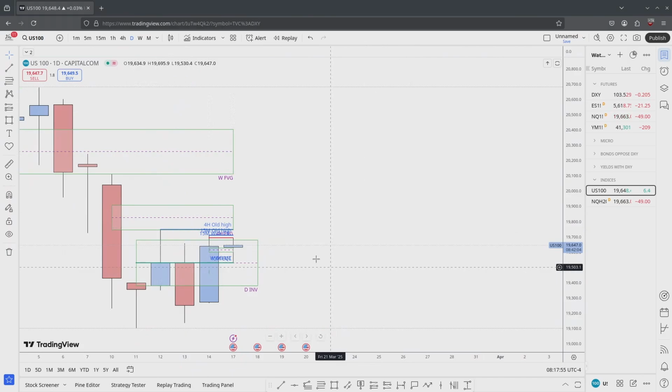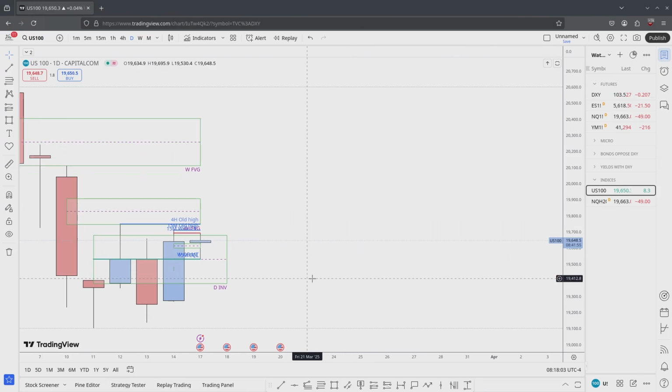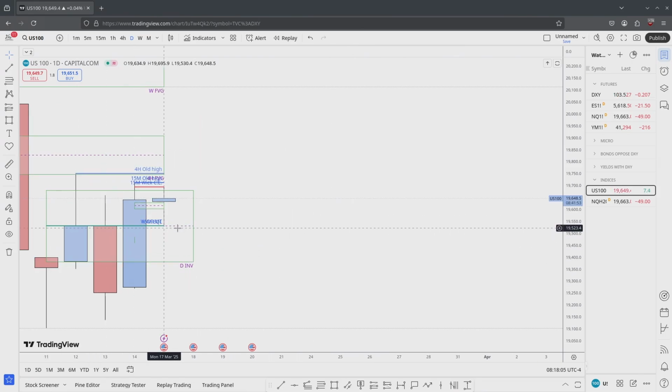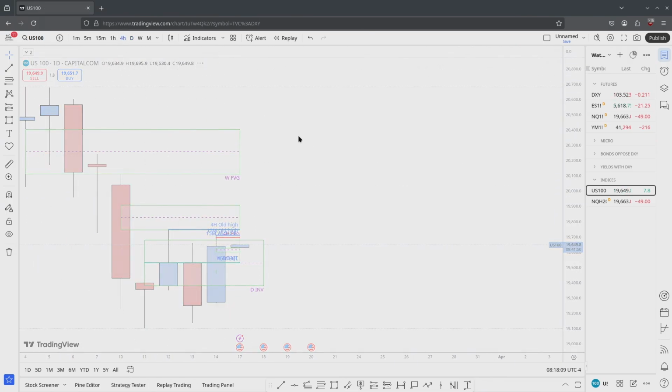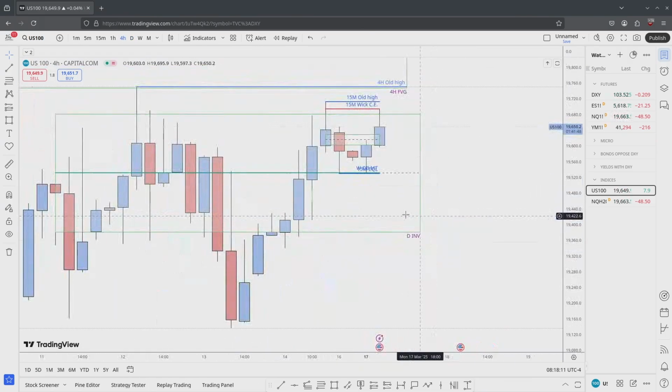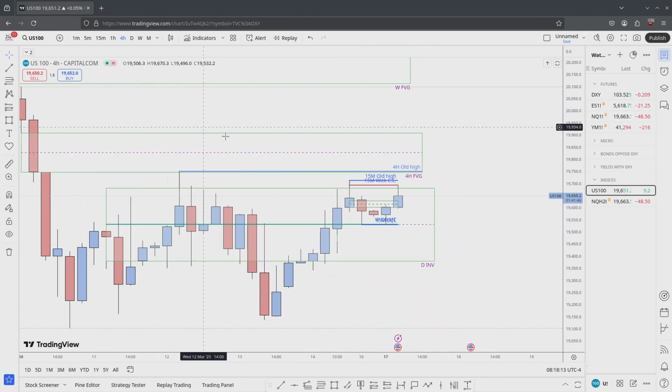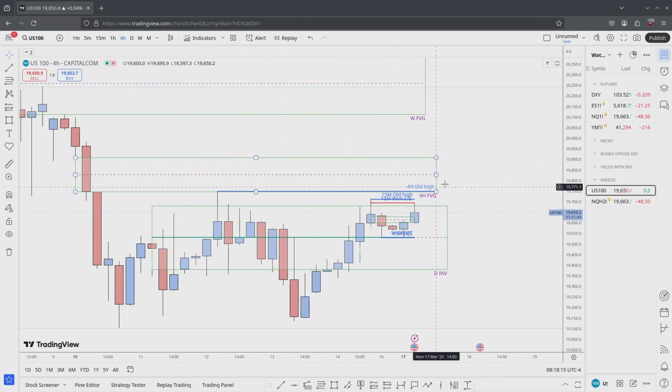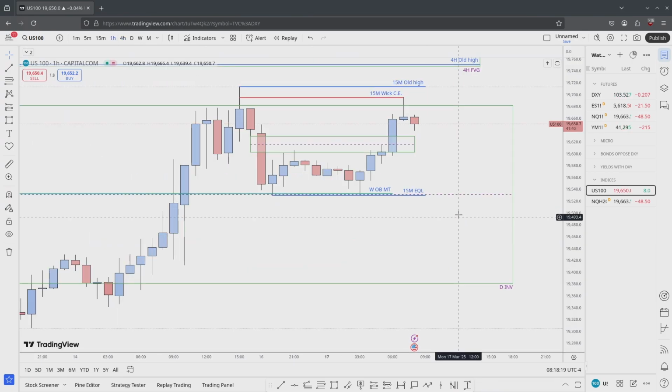That's where I get this daily inversion from. That's why it's noted like this, because I'm taking it from the NQ. Same with the order block mean threshold from the weekly. And then I just took a note of this 4-hour old high, 4-hour fair value gap, working it down.